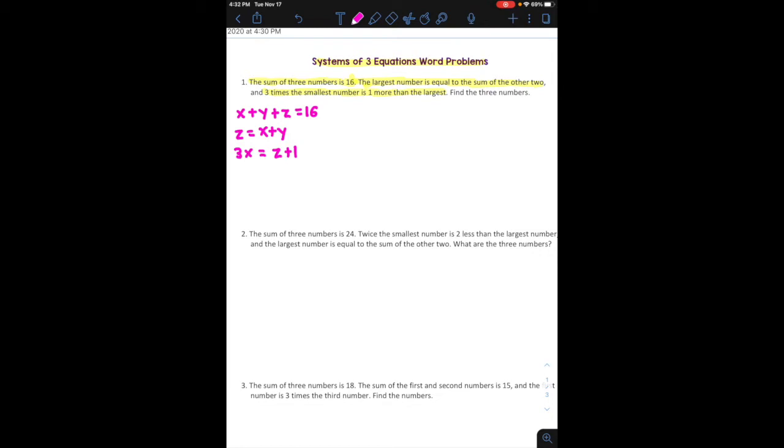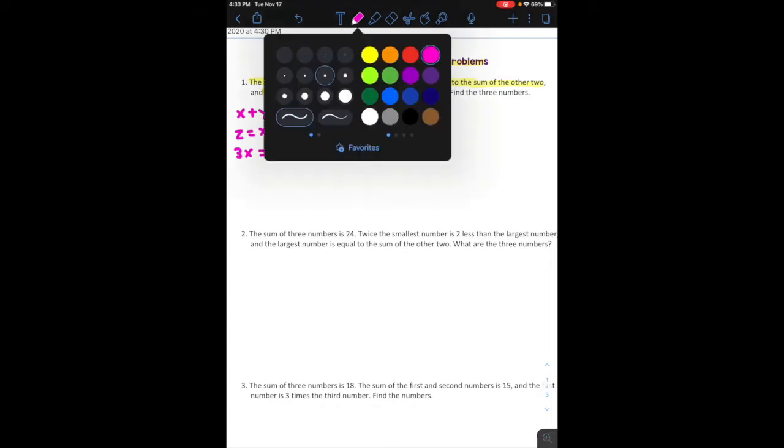Before we begin, as you could see, not all three of these equations necessarily line up the like terms. So what I'm going to do is fix the second and third equation, so the x term is first, the y term is second, and the z term is third, all on the left side of the equal sign.